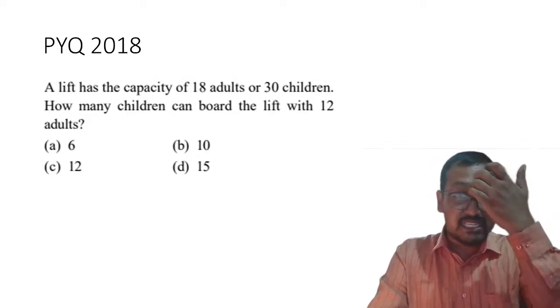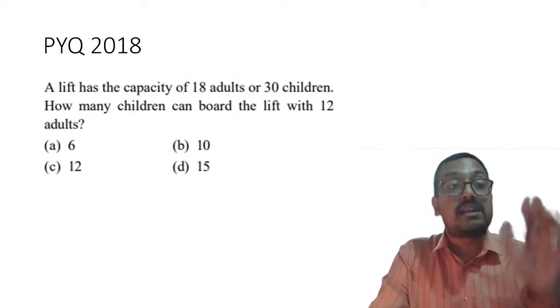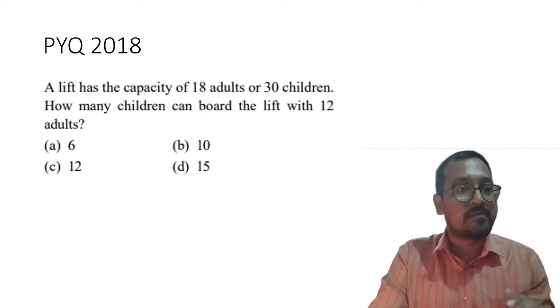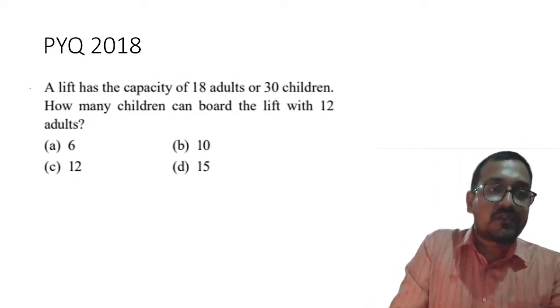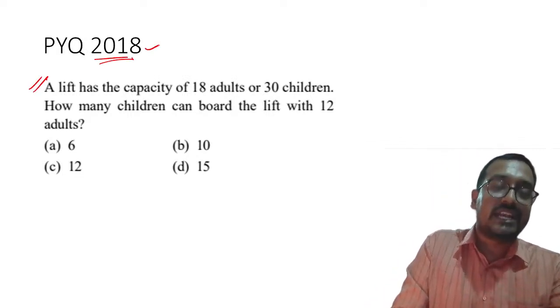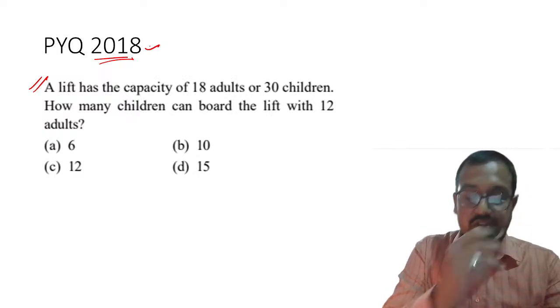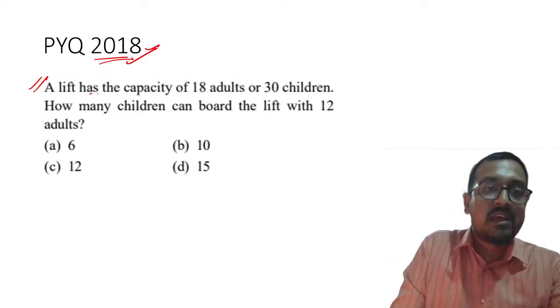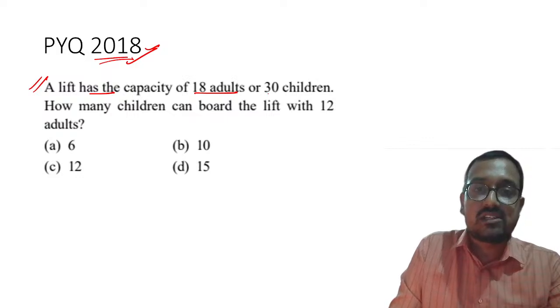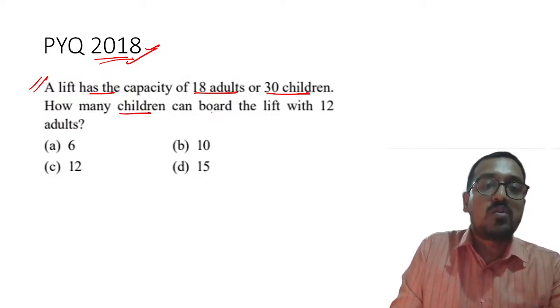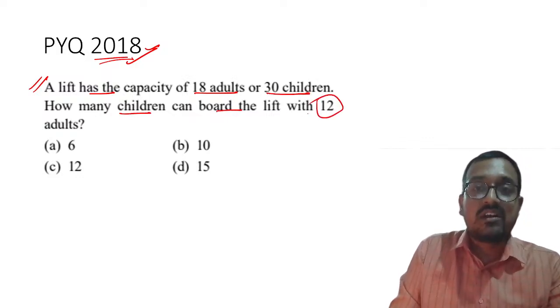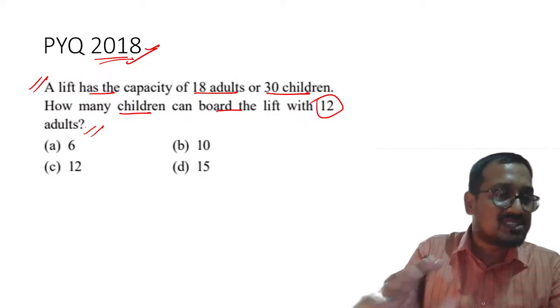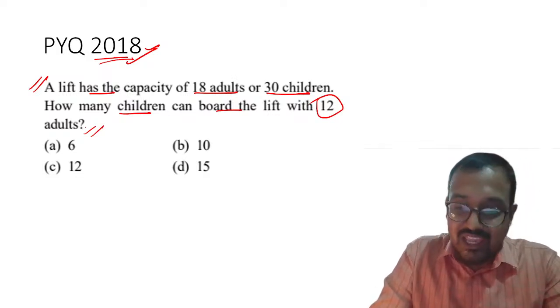Please remember, this is basics, so definitely there will be questions, but a lesser number of questions will be there. So my dear students, the first question which I have picked for you guys was asked in 2018. A lift has the capacity of 18 adults or 30 children. How many children can board the lift with 12 adults? I hope this is a very simple question. We all can handle it.